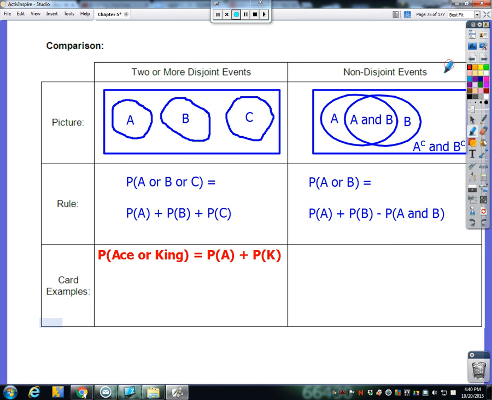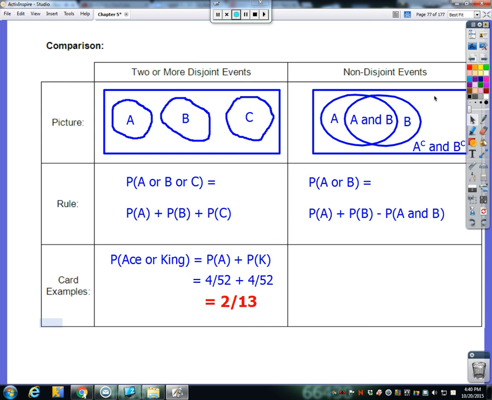Now, some playing card examples here. If I wanted an ace or a king. Now, ace and king, those are disjoint events. I cannot get the ace of kings or the king of aces. There's no such card. So those are completely disjoint events. So I can look at that as what's the probability of an ace plus what's the probability of a king. And both of those have a 4 in 52 chance. And if I add those together, I get 8 out of 52, which simplifies to be 2/13.